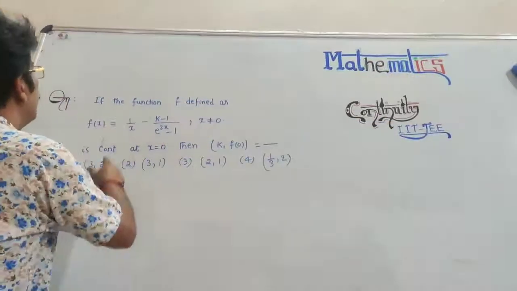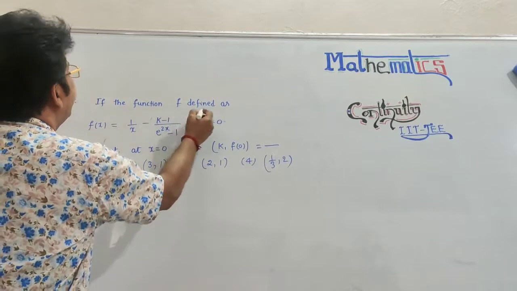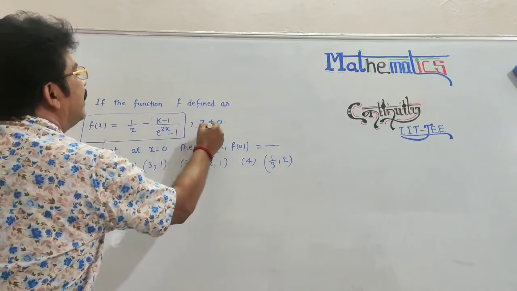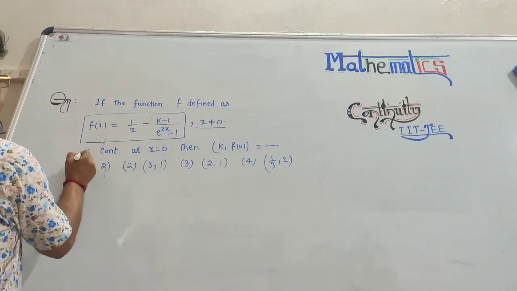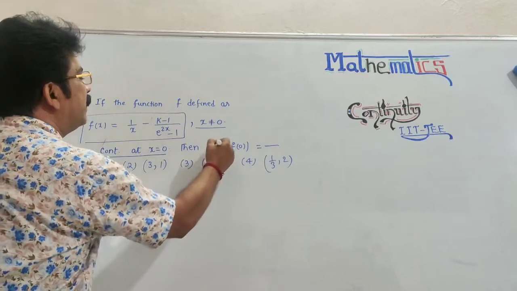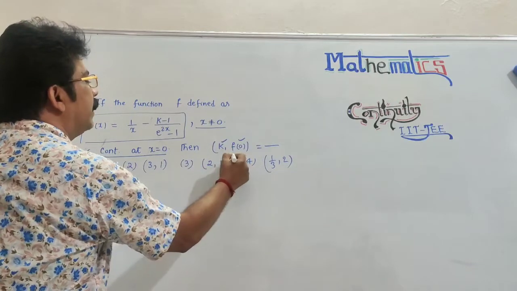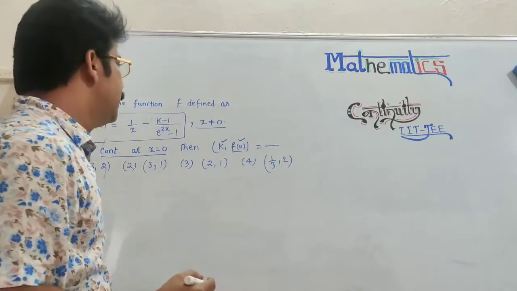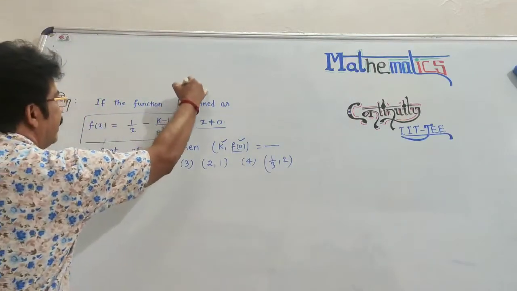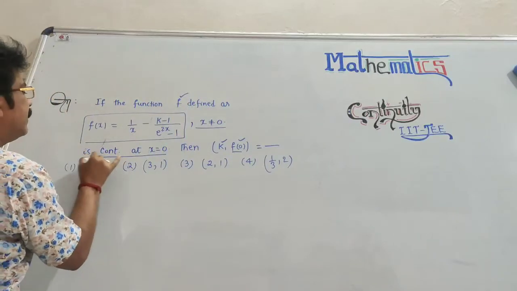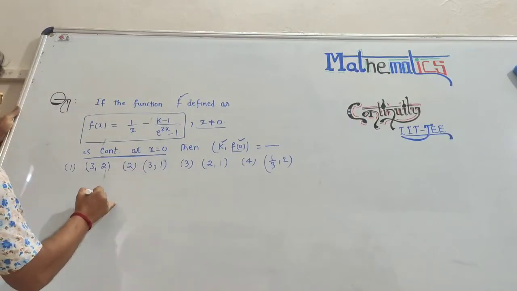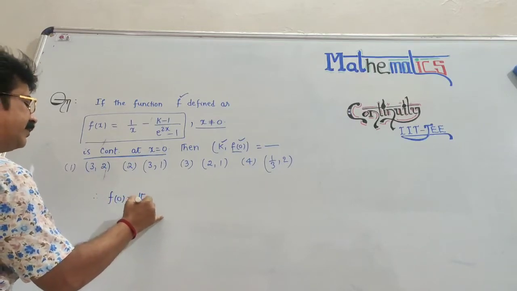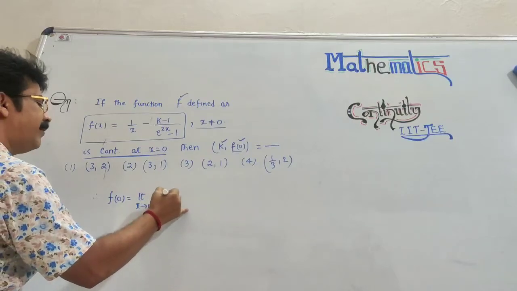Next question. If the function f defined as f of x equal to so and so when x not equal to 0 is continuous at x equal to 0, then find k and f of 0. f of 0 means the functional value of f of x at x equal to 0. Already it is given that f is continuous at x equal to 0. So therefore f of 0 is equal to limit x tends to 0 of f of x.